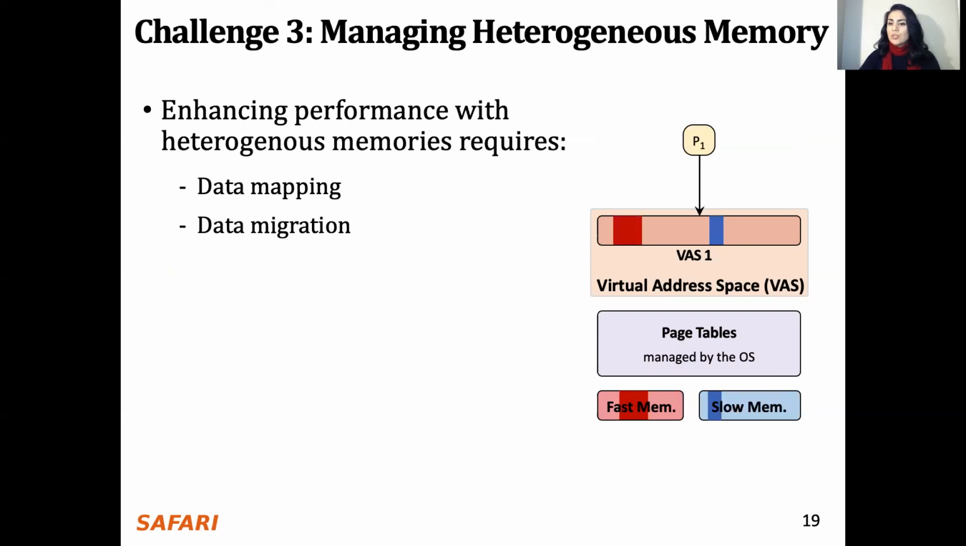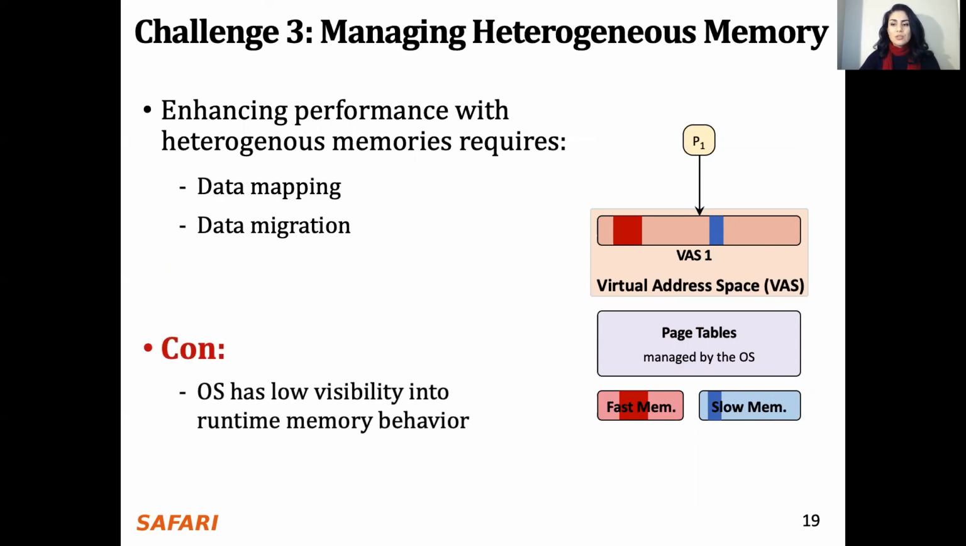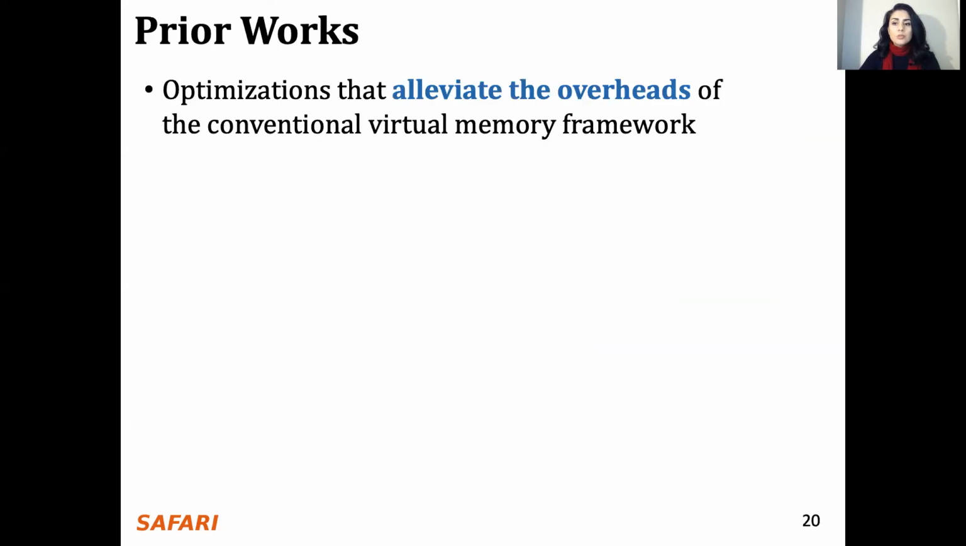Since in the conventional virtual memory framework the OS defines and manages the address mapping, efficiently implementing such functionality faces the fundamental issue that the OS has low visibility into the fine-grained runtime memory behavior information. As a result, it becomes challenging to make timely migration decisions based on quickly changing memory access patterns or other dynamic behavior.